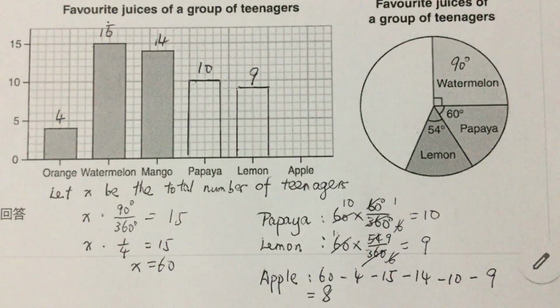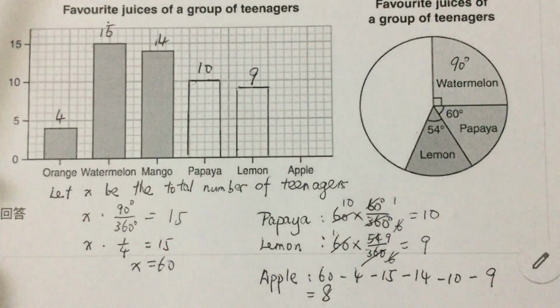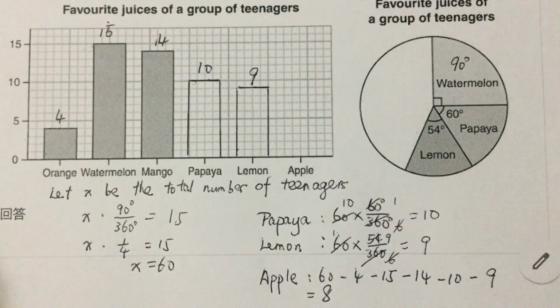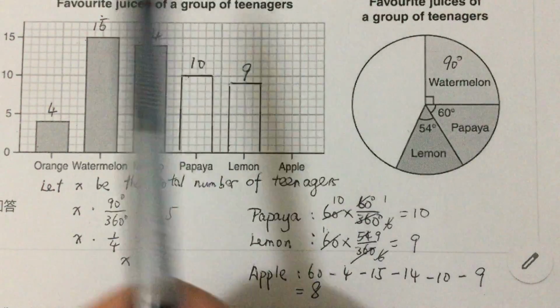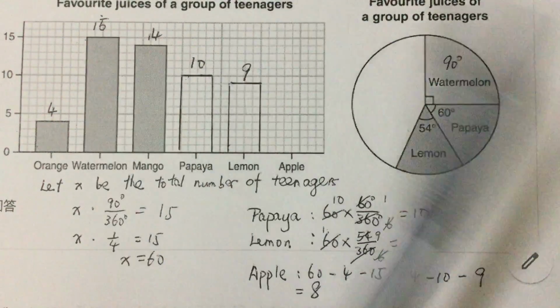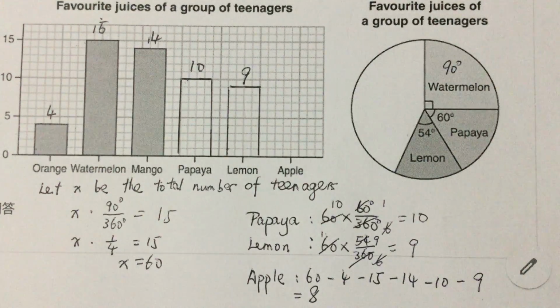So you can find out the answer. Sometimes you can change it one by one, but every time, how can you find out the problem and how can you solve the problem? You find the one that appears in both figures. You have 15 with watermelon, you have this watermelon. So you can solve the problem easily.